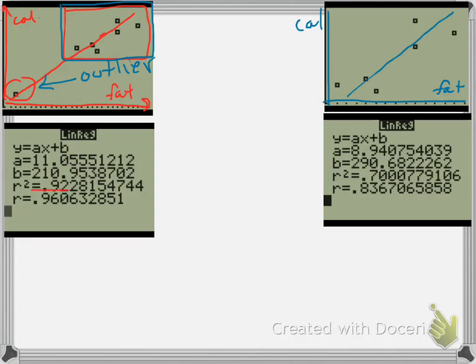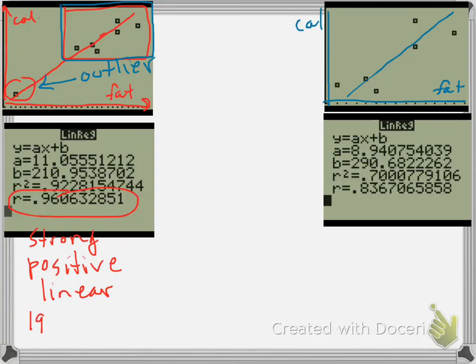we get pretty good, pretty high. This is a strong, positive. It looks linear. And then we already talked about the outlier with the point, what was it here? 19 grams of fat had calories of 410 calories. Is an outlier from the rest of the group.